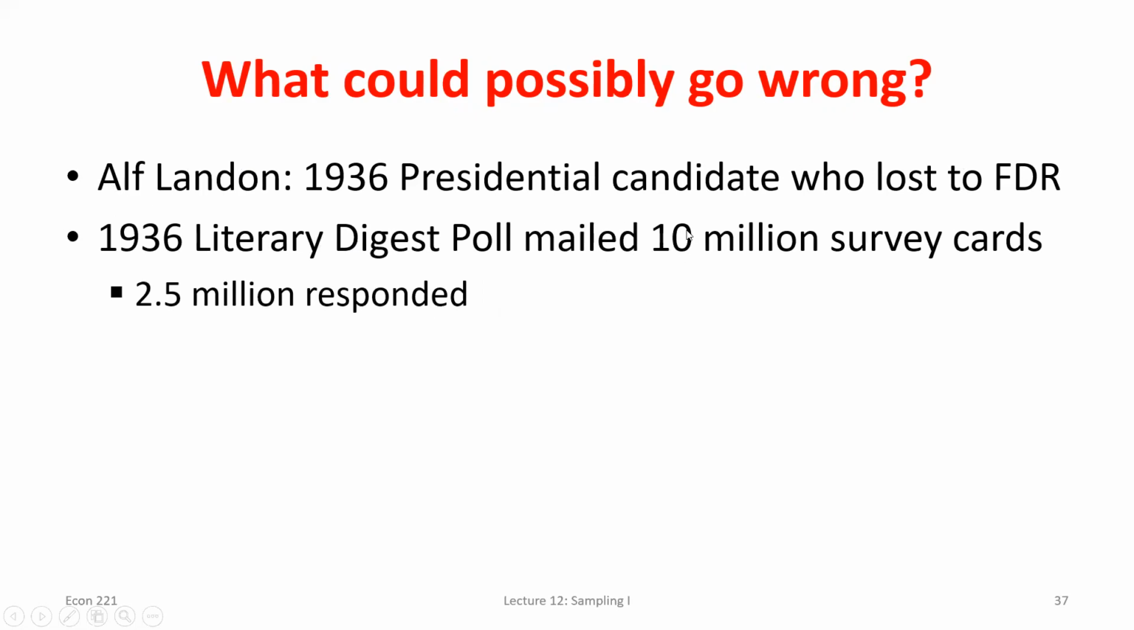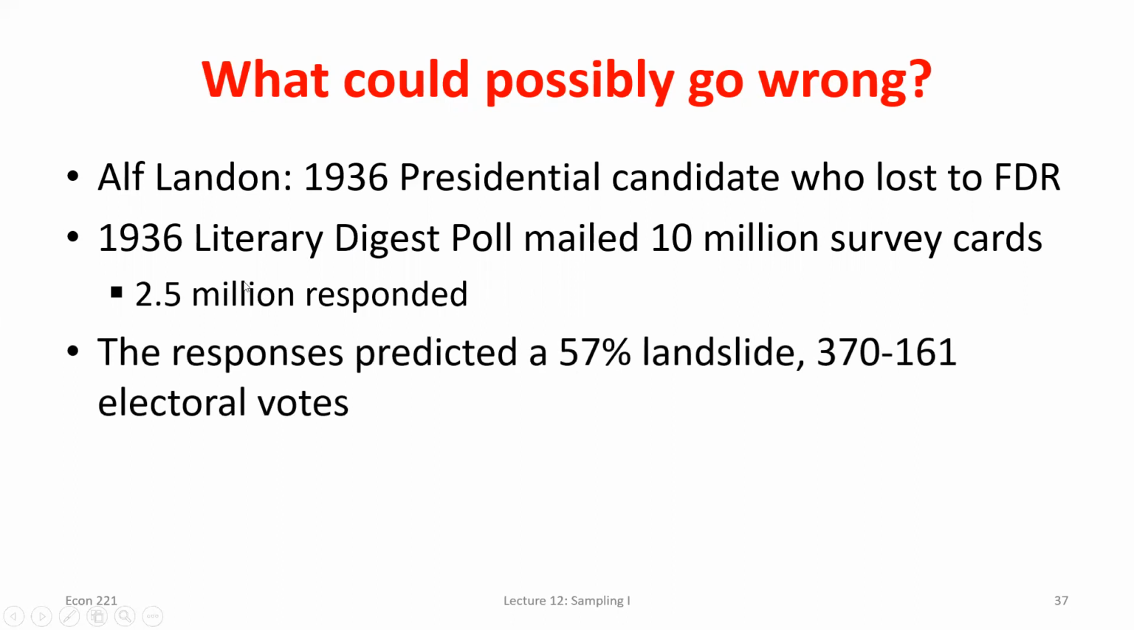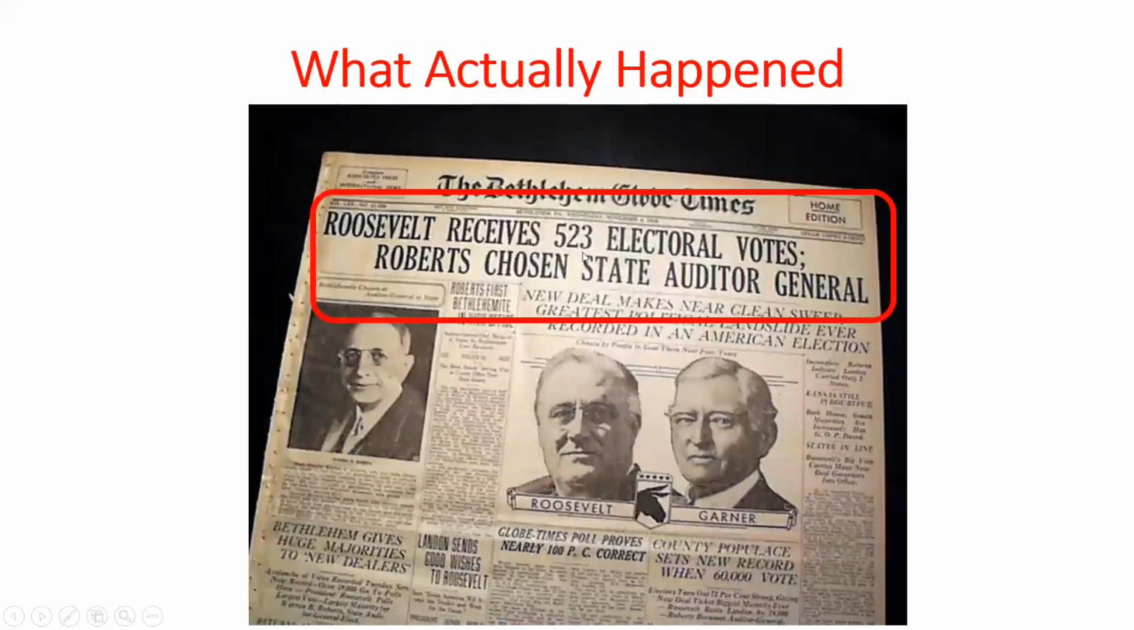But in 1936, prior to the election, they sent out 10 million survey cards. Their idea was, we're going to get a pulse for the United States and be able to predict the election. 2.5 million were sent back. That is a big sample. 2.5 million people is a lot. These surveys predicted the popular vote was going to go towards Landon, and the Electoral College was going to be a pretty big win as well. Well, obviously we know that didn't happen. Not only did FDR win, he won almost every electoral vote.